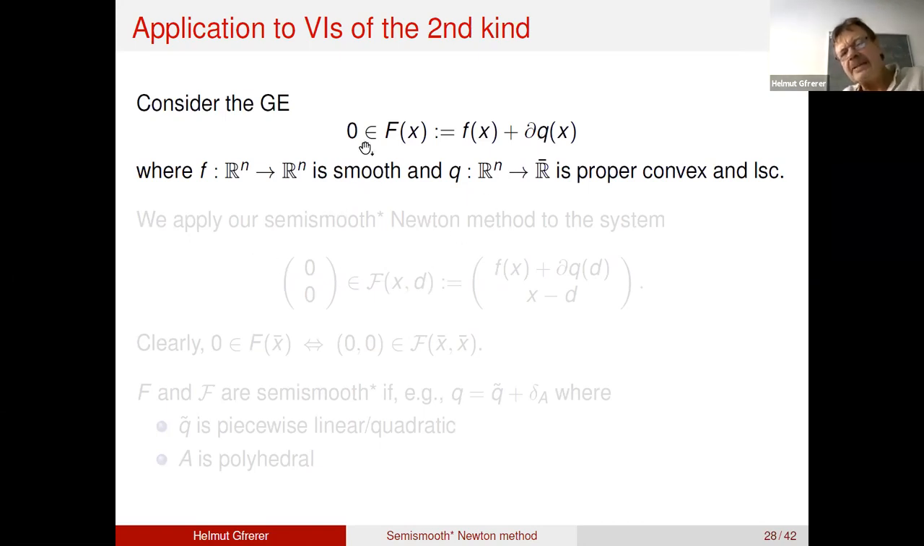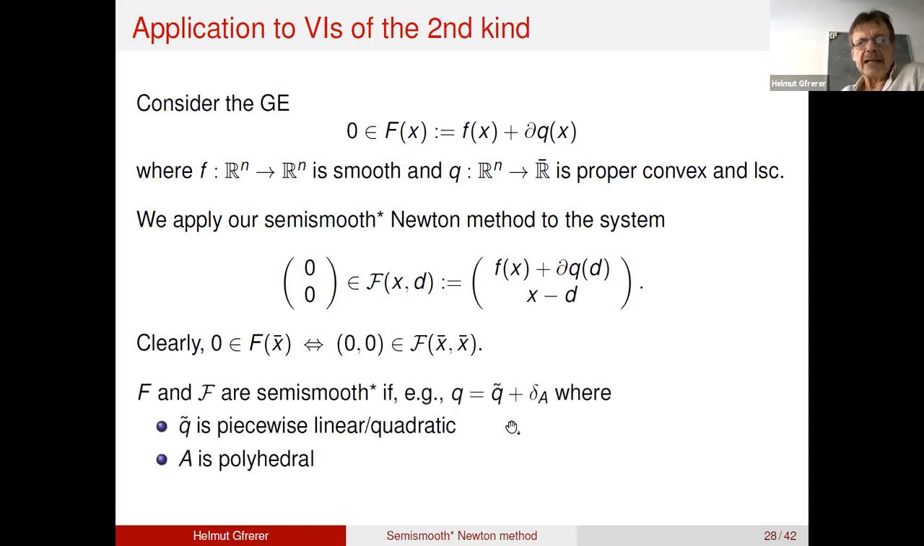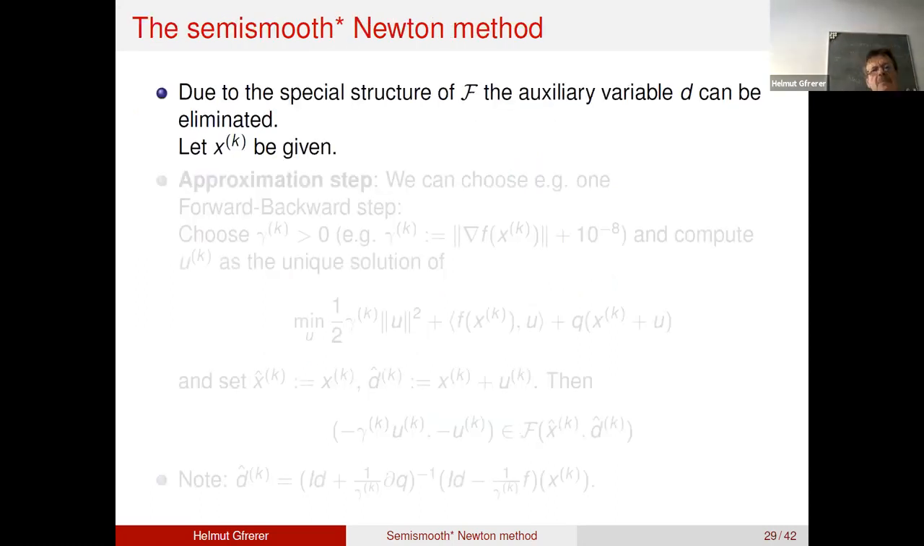We do not apply the semismooth Newton method directly. We apply some splitting. We introduce an auxiliary variable d, and then we want to solve this inclusion: (0, 0) belongs to F of x and d. This is f of x plus the subdifferential of q at the point d, and here x minus d in the second component. That means that x should be equal to d. Due to this special structure, the auxiliary variable d can be eliminated afterwards.